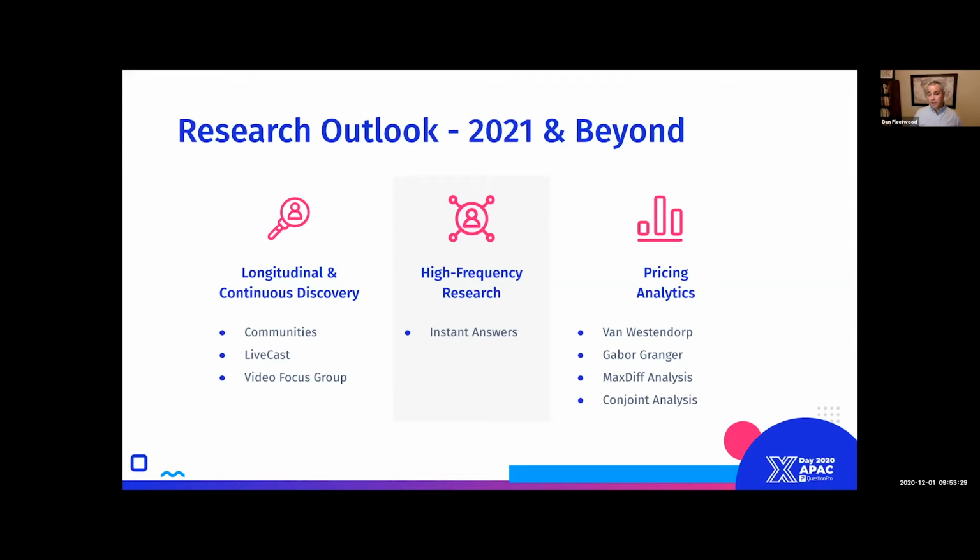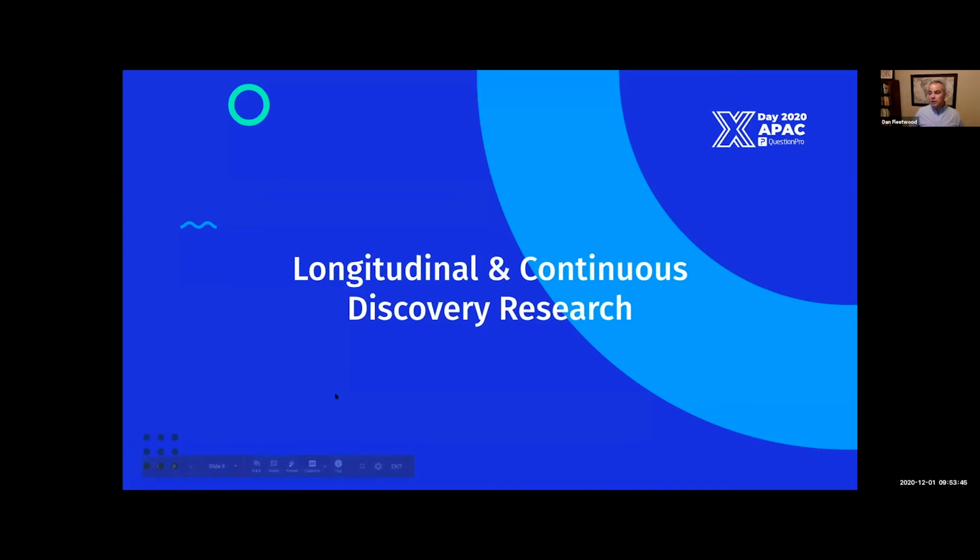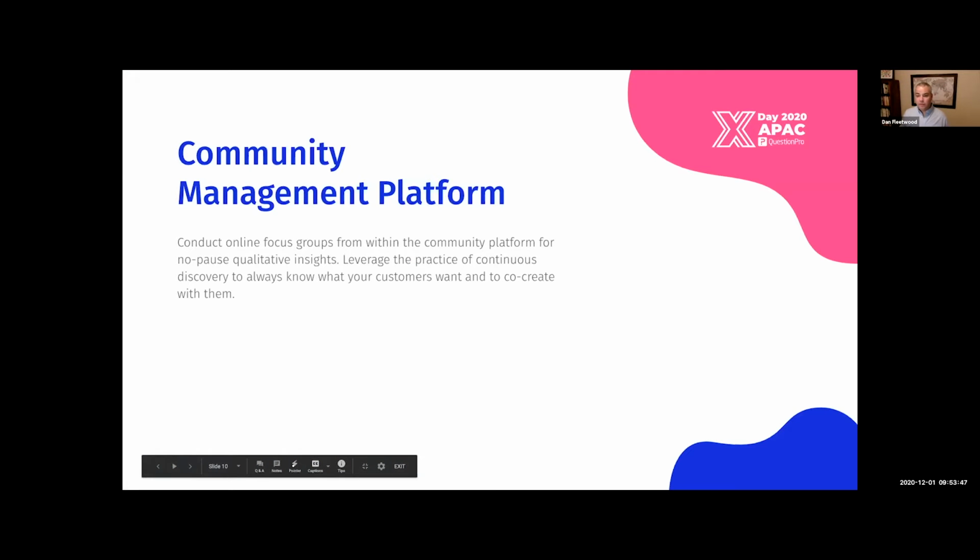And then pricing analytics. This is a key area. We had Westendorp, we had MaxDiff, we had Conjoint, but what's new is Gabor Granger. We added that, and then also adding Anchored MaxDiff as well. So that's a key component of this pricing analytics package that we talked about. So let's dive in. I'll cover these, and feel free to ask again if you have any questions around any of these.